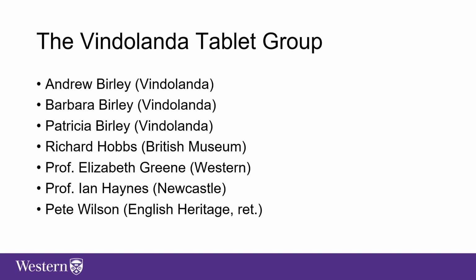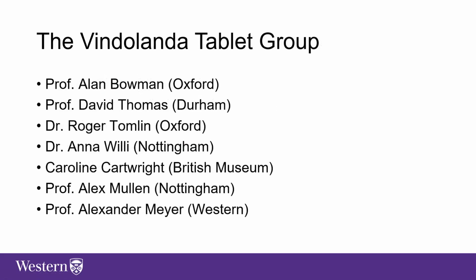Ian Haynes and Pete Wilson are sort of externals, who are giving us a lot of context for things outside of Vindolanda itself. And then there's the team that's really dealing with the writing on the ground. Alan Bowman and David Thomas, who have been producing texts of these writing tablets since the very beginning, are still working on them, along with Roger Tomlin, to produce texts of new ink tablets. I hope I'm going to see them in a couple of weeks. I hope that they are close to some new texts. We'll see, but the last ones they published came out in 2019. You can find those in Britannia if you'd like to look them up.